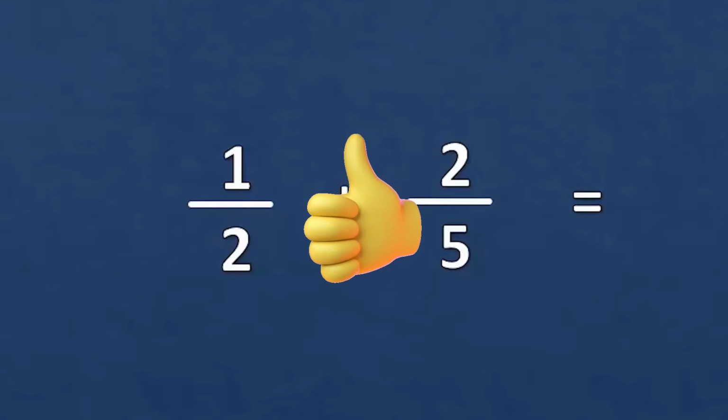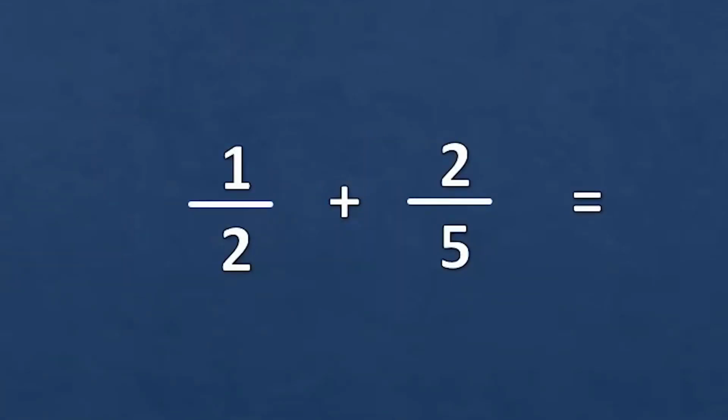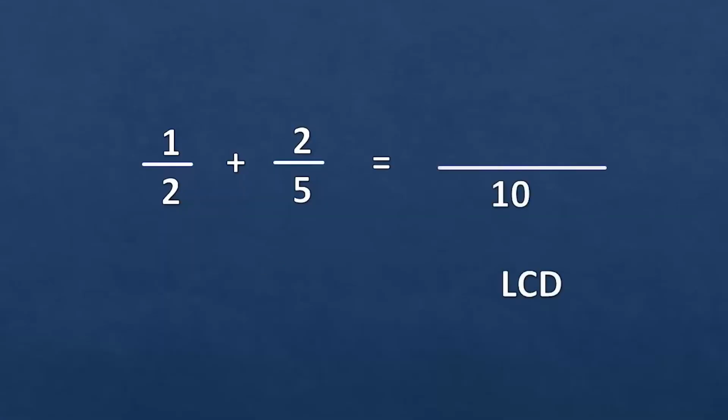In some cases, the bottom numbers are not alike. We call those fractions dissimilar fractions. Example, we have 1/2 plus 2/5. If they are similar in denominator, we can simply add them. But since they are not similar, there are things that we need to understand and remember.